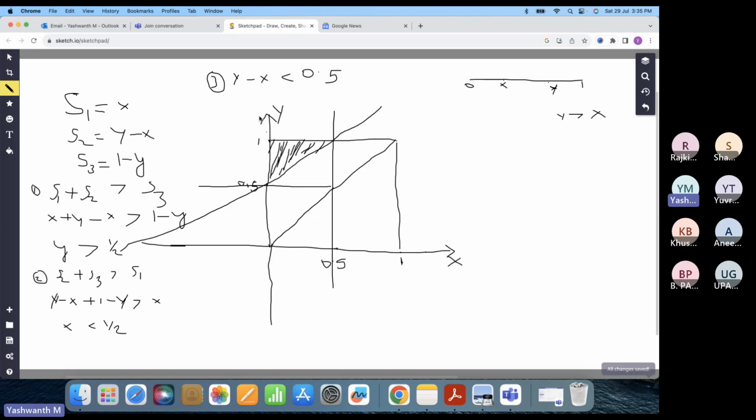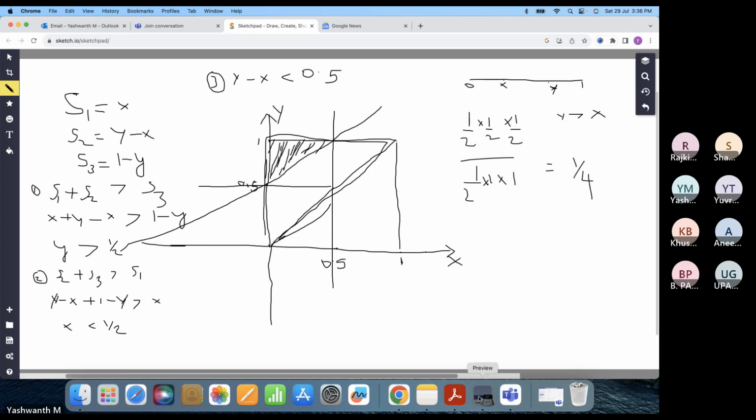So this is a triangle with this side 0.5 and the other side also 0.5. So the area is half times half times half. All right, so what was the entire sample space? If you remember, that is y greater than x. This is your entire sample space, right? So this is half into base into height, so 1 and 1 into half, right? So this is 1/4. Okay, so this is how you solve this problem.